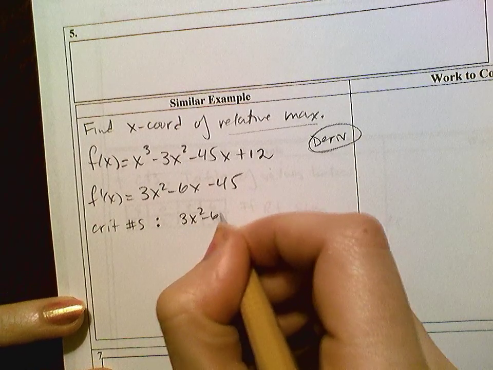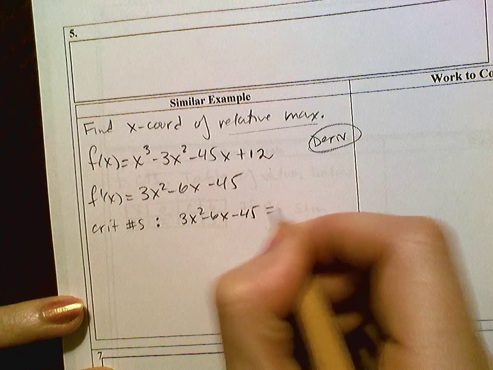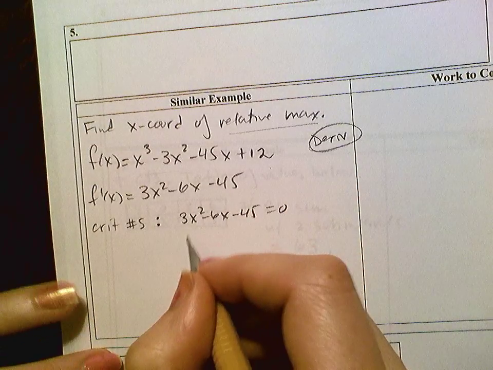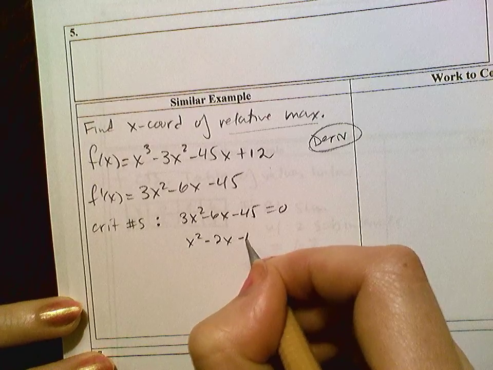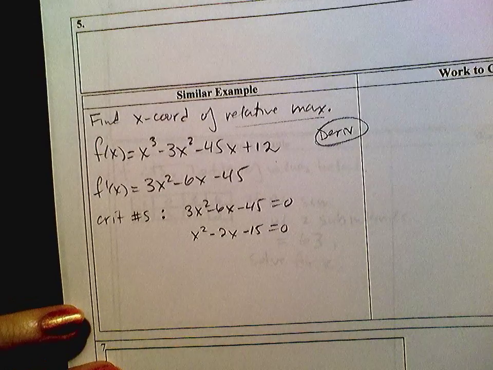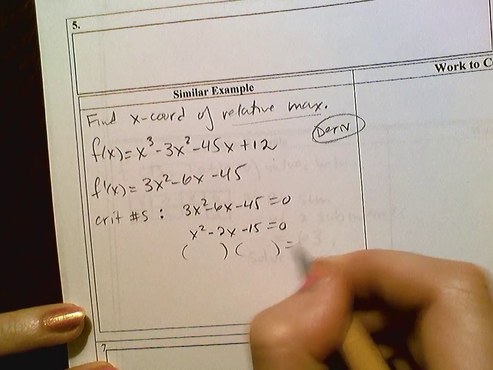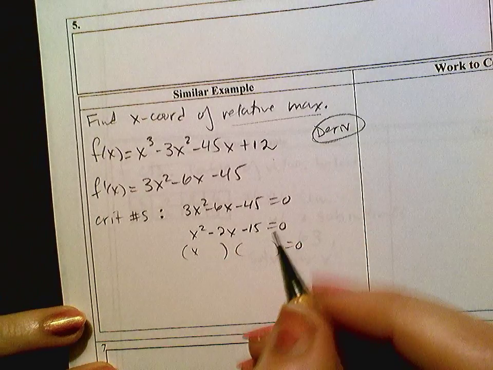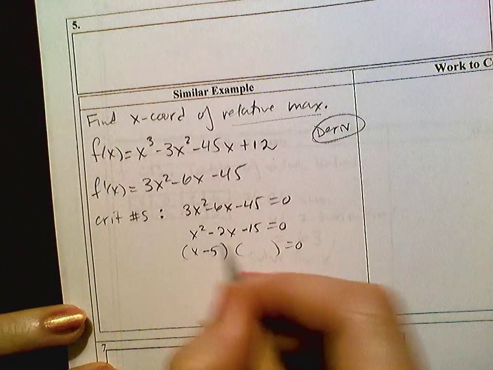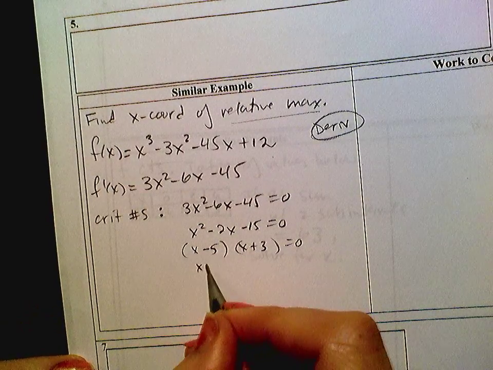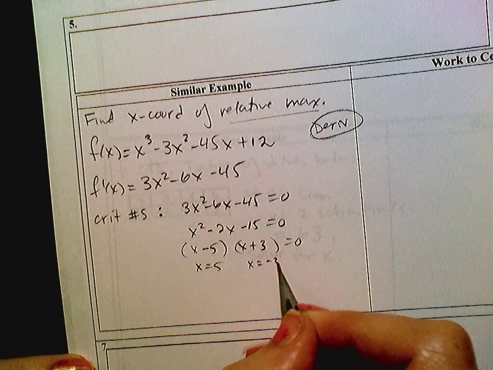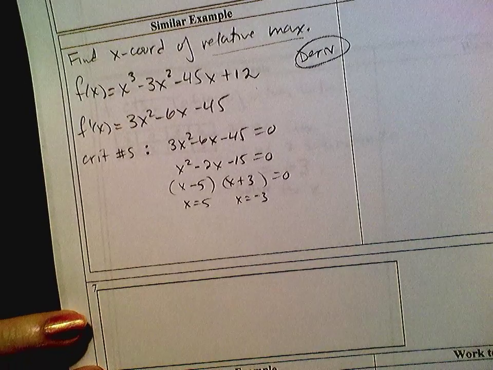It's never undefined because it's a polynomial. I can divide everything by 3. So this is x squared minus 2x minus 15. All right, this factors nicely. x minus 5, x plus 3. Okay, so we get x equals 5, x equals negative 3 for our critical numbers.